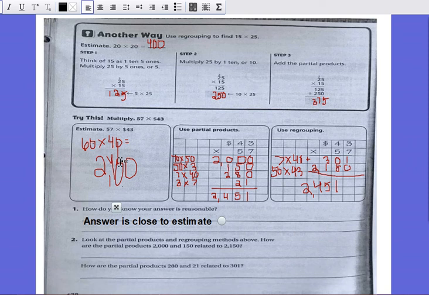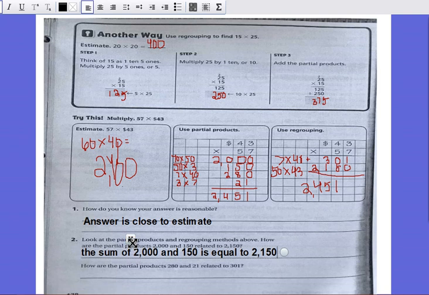Number 2, look at the partial products and regrouping methods above. How are the partial products 2,000 and 150 related to 2,150? So how are these two right here related to this number right here? I would say that the sum of 2,000 and 150 is equal to 2,150. You just have to add them to get to that number.